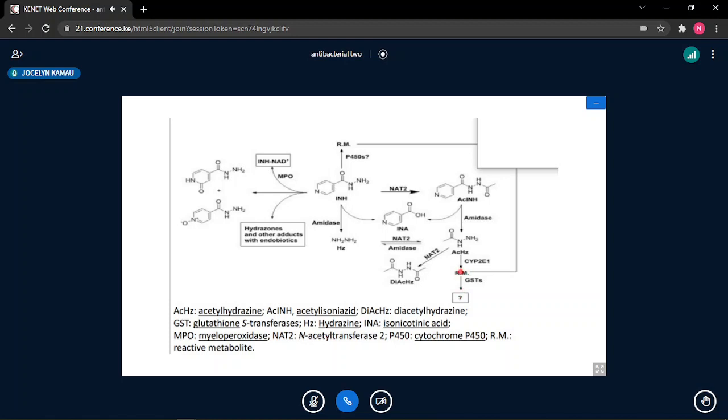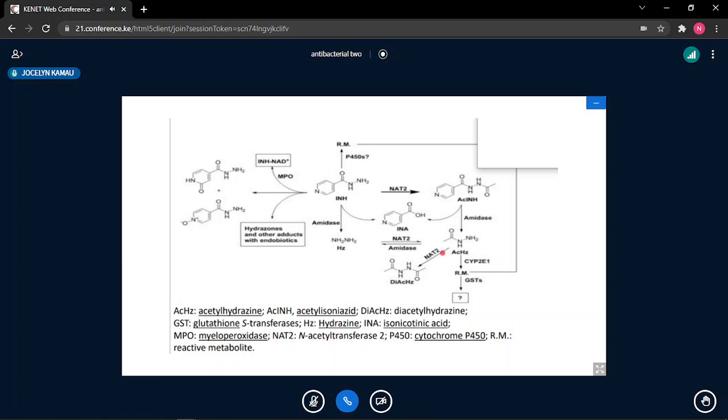If that doesn't happen, then the reactive metabolite will bind here, unfortunately. So the reactive metabolite, if it's not detoxified, will bind the body tissues. And once it binds the body tissues, that is how you will find the drug having some toxicity. So that is one route of metabolism.